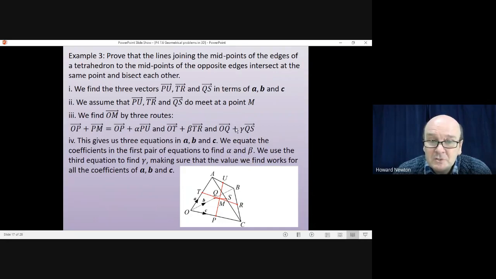Once we've got those equations, we'll have three equations in A, B, and C. We equate the coefficients in the first pair of equations to find alpha and beta. We use the third equation to find lambda, making sure that the value we find works for all of the coefficients of A, B, and C. There's a lot going on there. It takes quite a while, this. I'll let you have a go. So pause the video, try and do this, and then come back to me when you're ready.